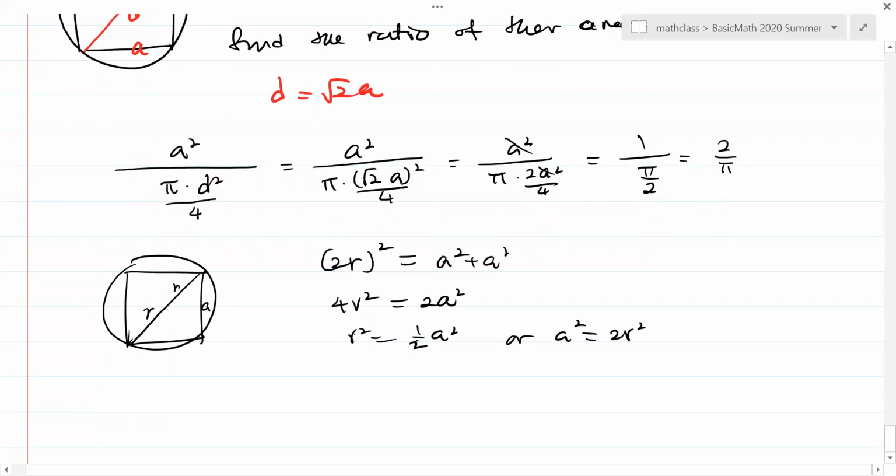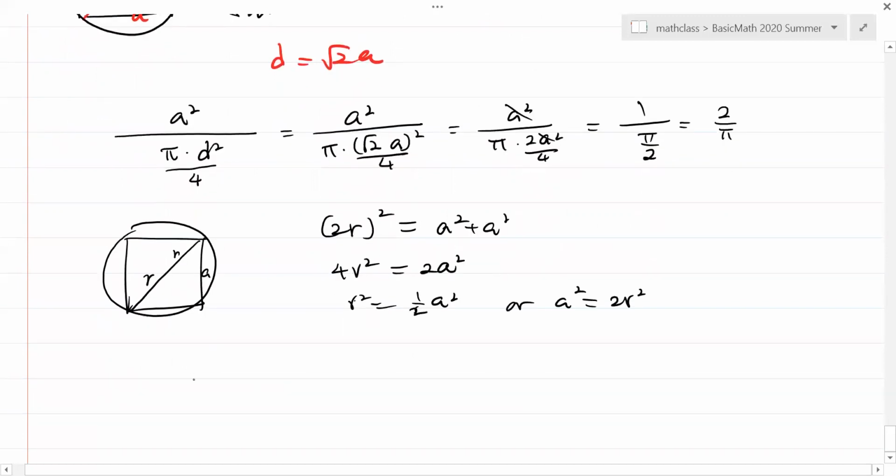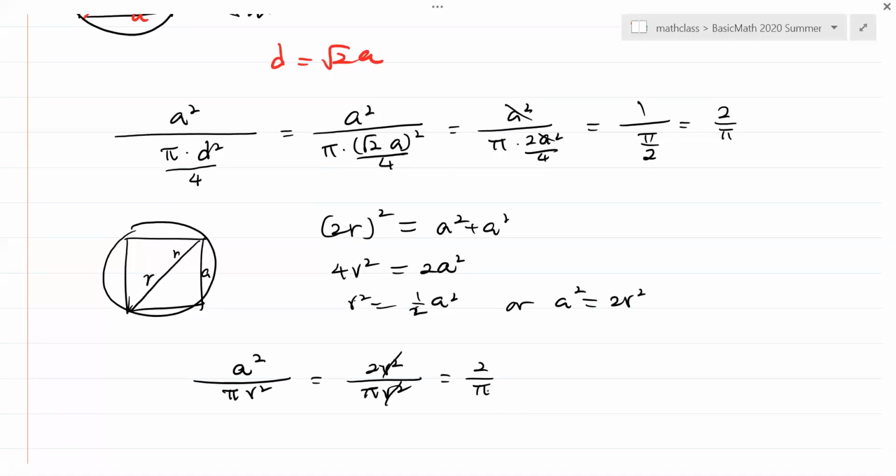Okay. Then you find the ratio of the area. Area is A squared and pi r squared. So all I have to do is replace A squared by 2r squared. Then r squared cancels out. You get 2 over pi. So there are many ways to solve the problem. Okay, that's probably a more natural way to do it.